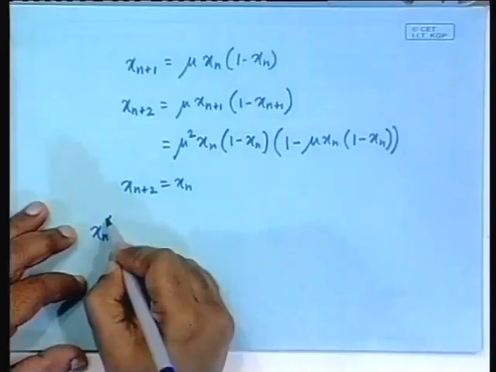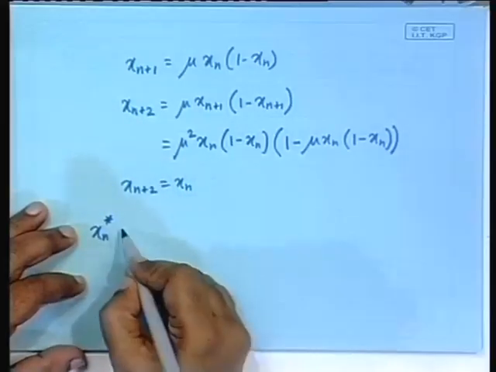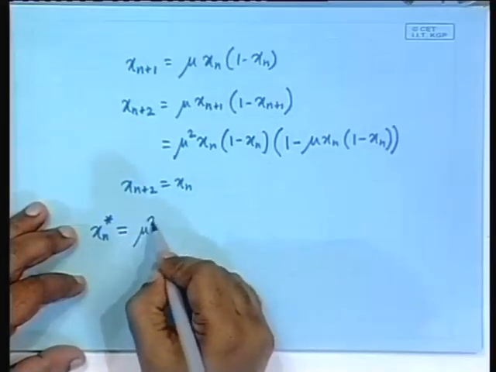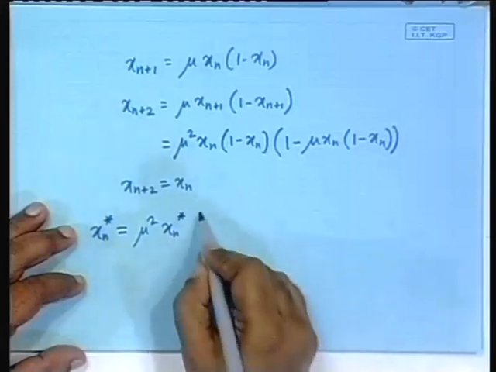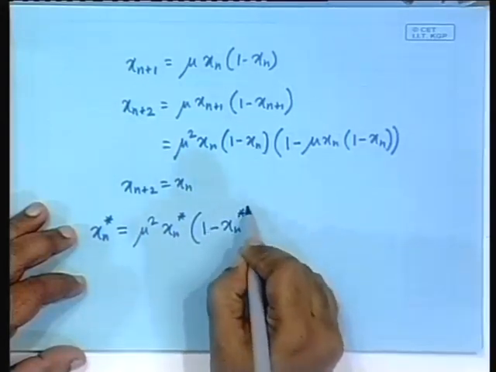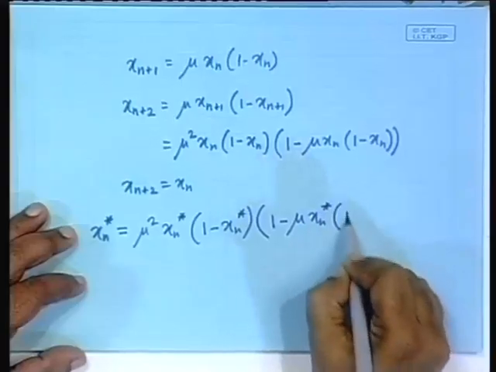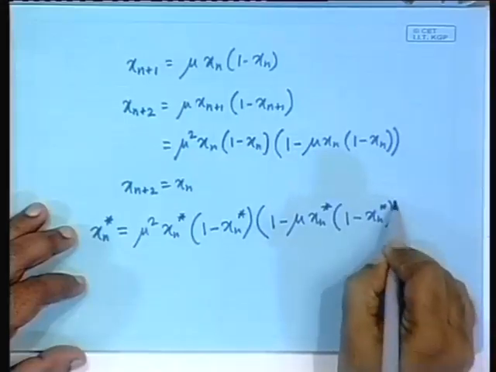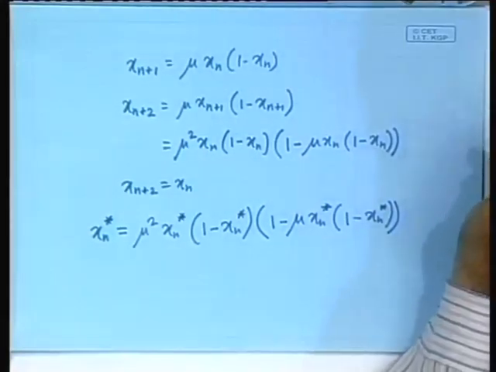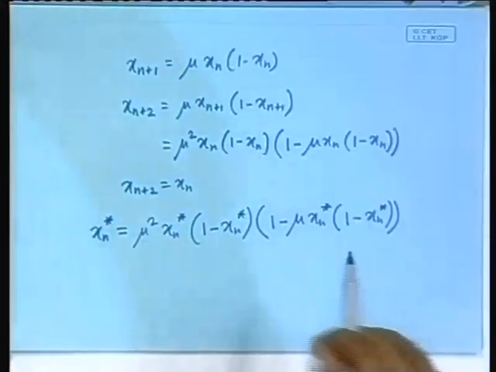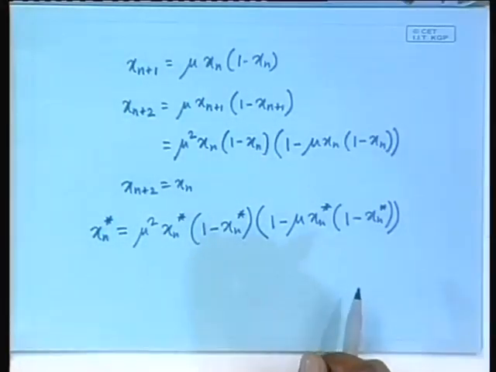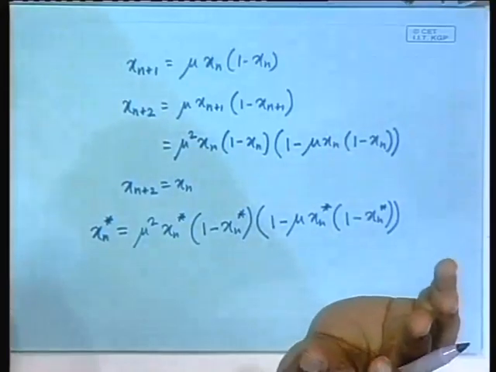So you arrive at an equation something like this. x n star, we will have to substitute it here, is equal to mu square x n star (1 minus x n star)(1 minus mu x n star (1 minus x n star)). It is a fourth order equation in x n, and you have to solve it. You might tell me that, oh, it is too difficult, it is a fourth order equation, we have never learned how to solve it. Notice the argument.